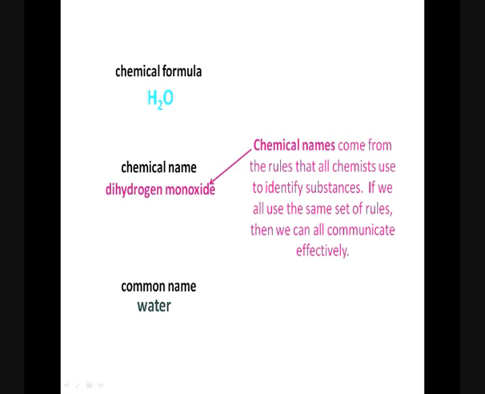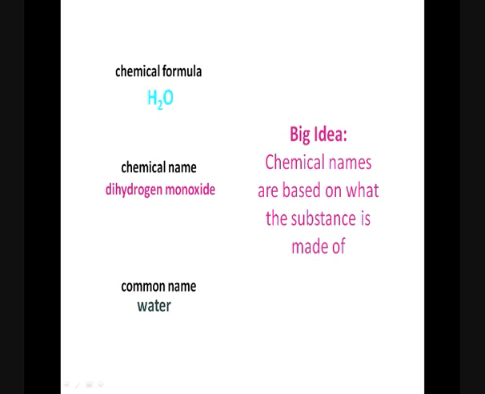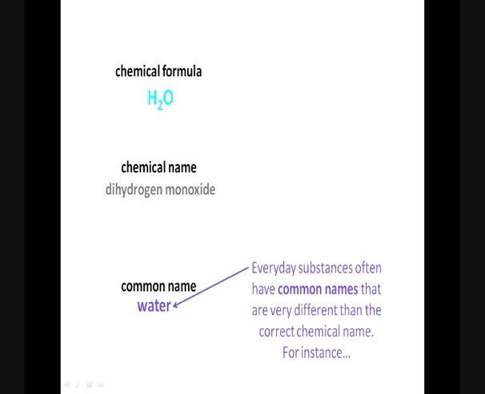As we've said, the chemical names come from IUPAC rules that all chemists around the world use to identify the substances they study. The big idea here is that names are always based on what the substance is made of. And then we have our common names.